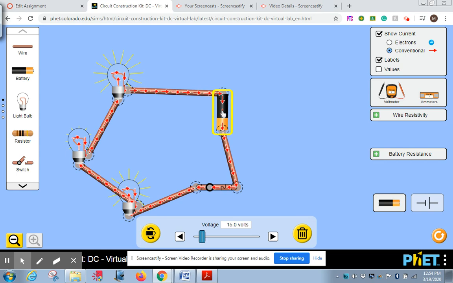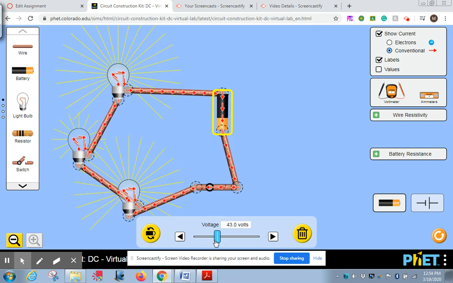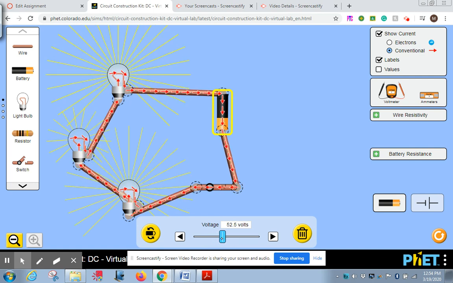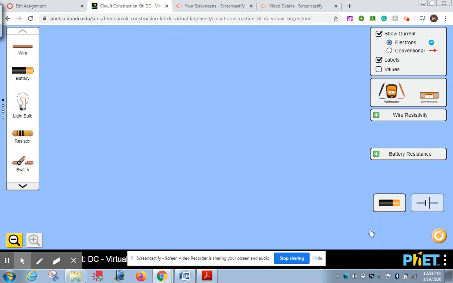Okay, and we can make them brighter by increasing the voltage. That would increase the current as well. But still, the relationship with resistance for a series circuit holds true, where we have a direct relationship with resistance, and the brightest bulb has the greatest resistance, and the one with the least resistance has the lowest power. Okay, and I could delete this whole thing and do a parallel setup now, and you can see how this changes.